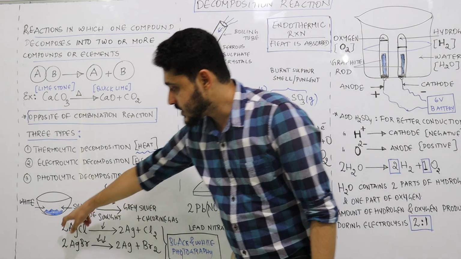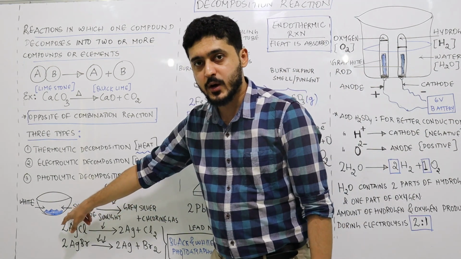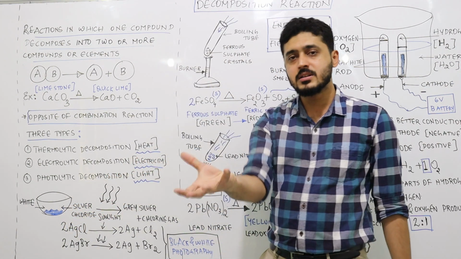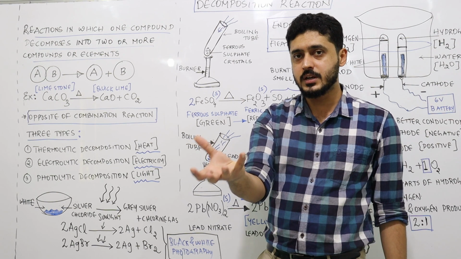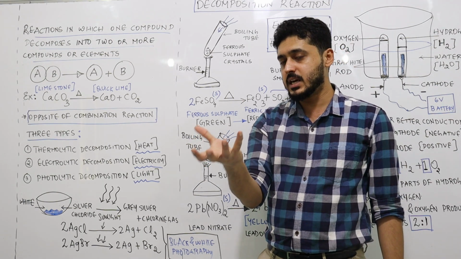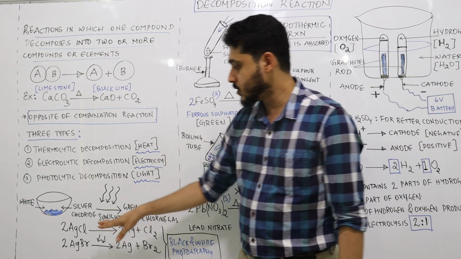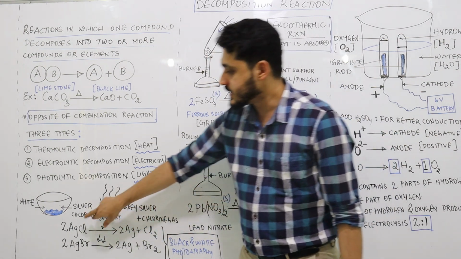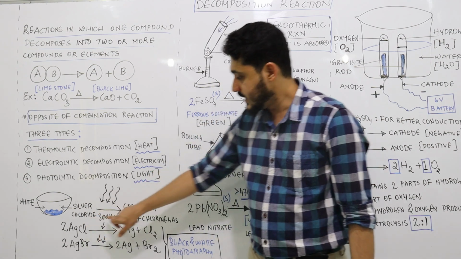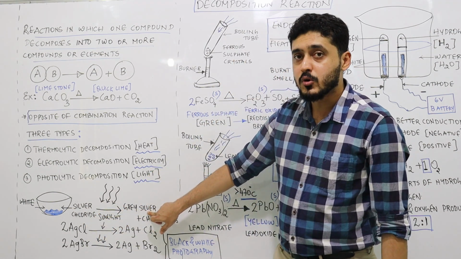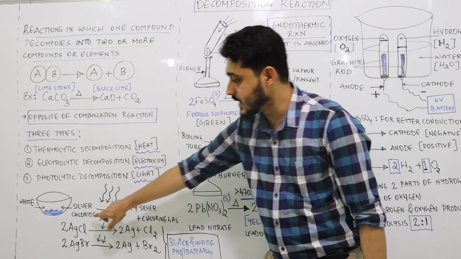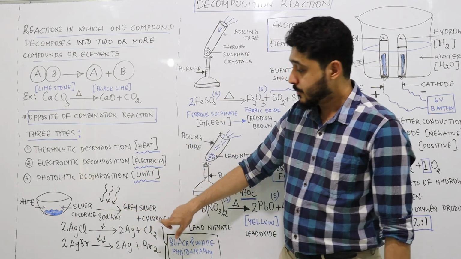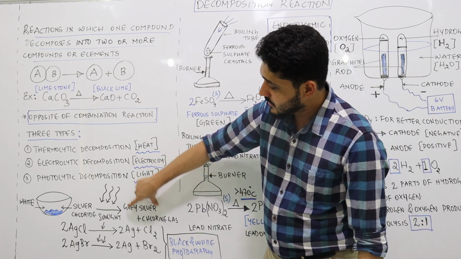Here in a China dish, you take white powder of silver chloride. Now you put the silver chloride in sunlight. After a few minutes, you can see that the white powder of silver chloride is slowly getting converted to grey silver and chlorine. Here a single reactant is getting decomposed into two or more products. Now you get grey silver and chlorine gas.